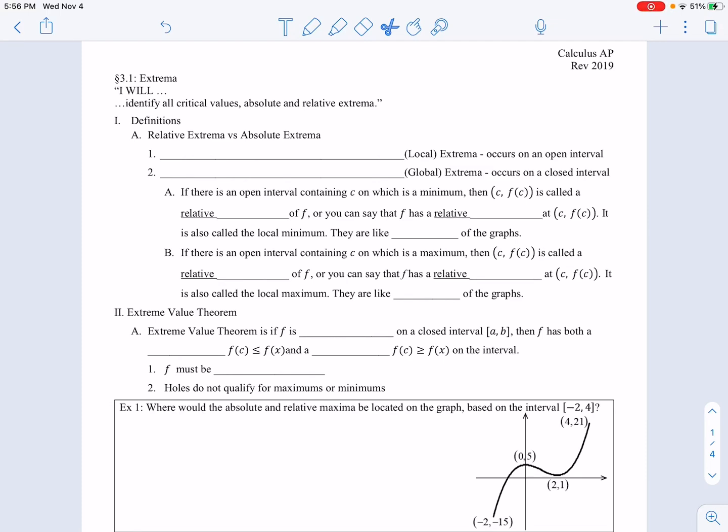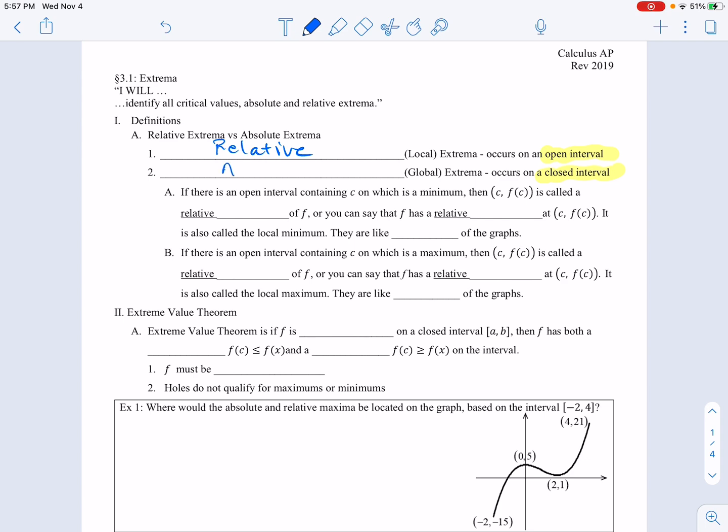Today we're going to talk about extrema, absolute and relative, and critical values. Things are on open intervals and closed intervals. So let's start out. Relative or local extrema occur on open intervals. This is key, that this one's open and this one's closed.